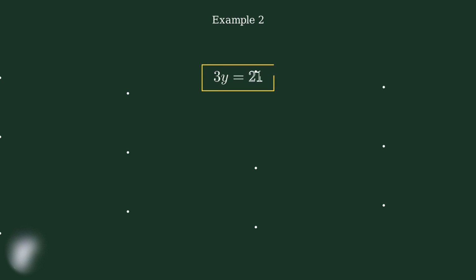Here's our equation, 3y equals 21. Take a moment to examine this equation and think about what operation is being performed on the variable y. In this equation, we can see that y is being multiplied by 3. The coefficient 3 in front of the variable y indicates multiplication. Since y is being multiplied by 3, we need to use the inverse operation to isolate y. The inverse of multiplication is division, so we'll divide both sides by 3.